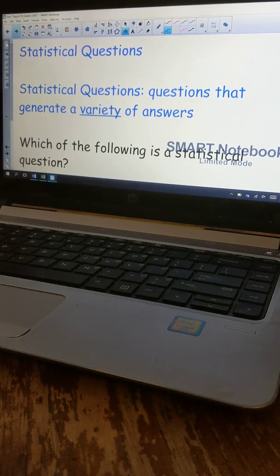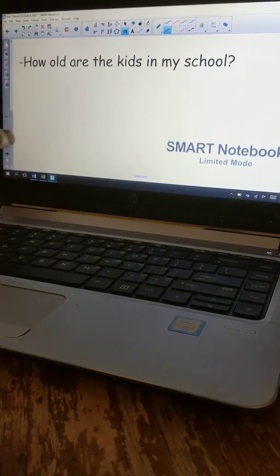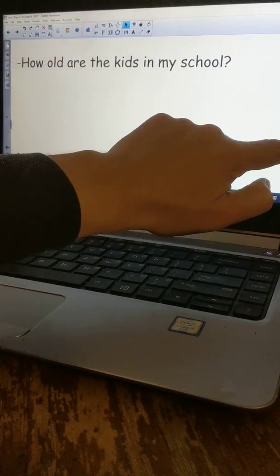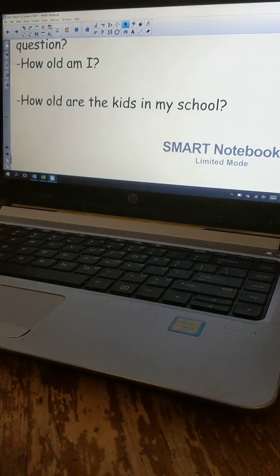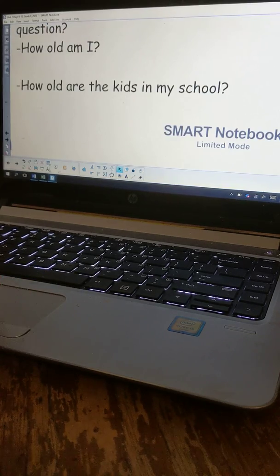So, statistical questions, and this is for your notebooks. Statistical questions are questions that generate a variety of answers. For example, if I am asking the question, how old am I? There's only one answer to that question. There will not be a variety of answers. But if I ask, how old are the kids in my school? Well, some kids are 10, 11, 12, 13, 14. So statistical questions are able to generate a variety of different answers.